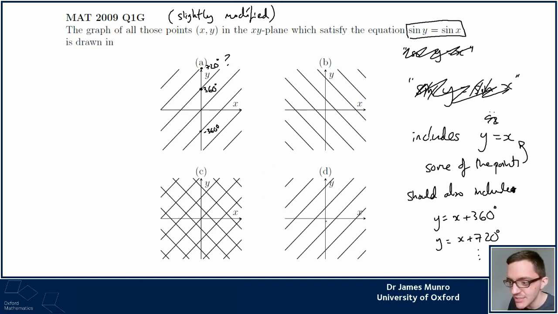I don't feel happy about D because D doesn't include the point 0, 0. 0, 0 definitely should be there because sine 0 equals sine 0. Same problem for B. Not happy with B or D. Okay, I've got to decide between A and C, and actually if I look very closely, C has got all of these lines in it as well. It's also got lines going the other way. Let me think a little bit more.